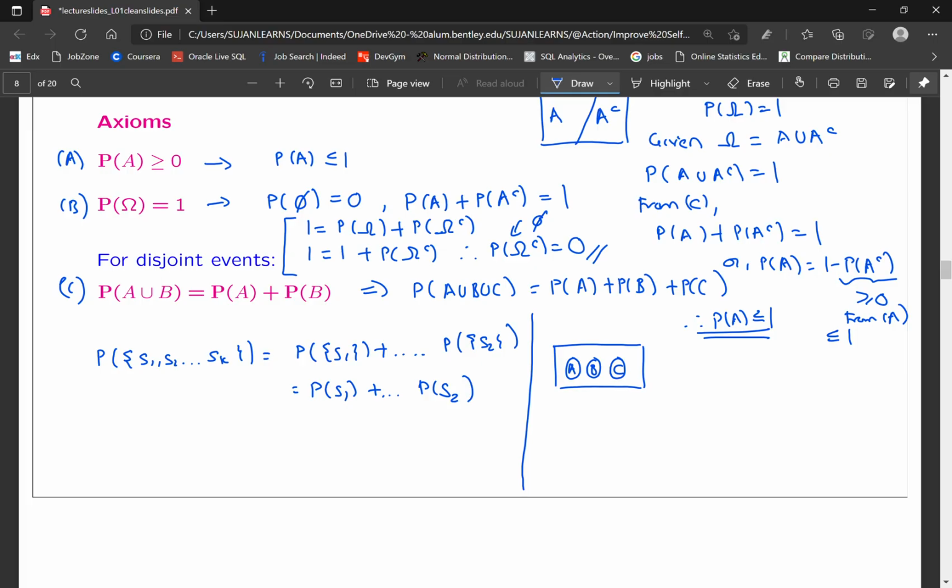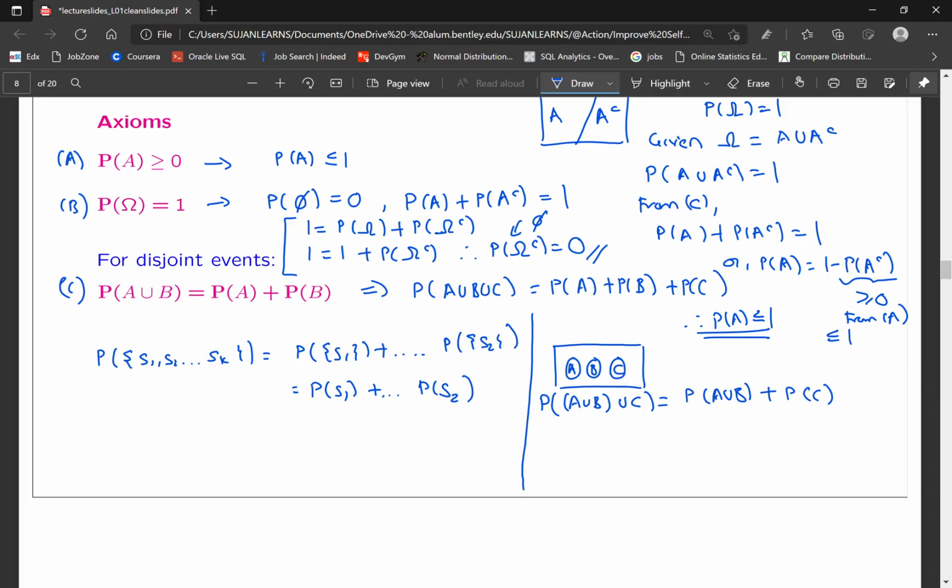We have the additive axiom in our hand. Let's form one set by taking the union of A and B. A union B becomes one set, and C as another set. And the probability of this is equal to the probability of A union B plus the probability of C. So this can be thought of as a union of two sets: A union B is one set and C is a second set. Now we have used the additivity axiom to write the probability of A union B plus the probability of C.